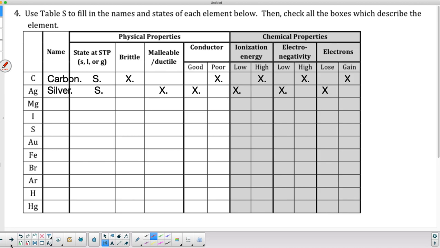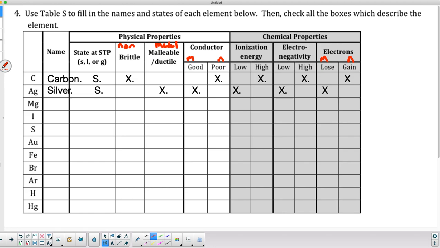But if it's brittle, that means we're talking about a non-metal. If it's malleable, that means we're talking about a metal property. If it's a good conductor, it's a metal. If it's a poor conductor, it's a non-metal. Ionization energy is high or low depending on where it is on the periodic table. So electronegativity is high or low depending on where it is on the table. And whether it loses electrons would be metal, and whether it gains electrons would be non-metal. Okay, so those are the things that we can do to go through that.